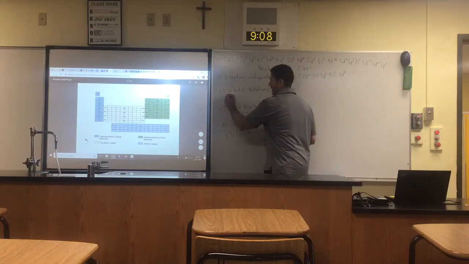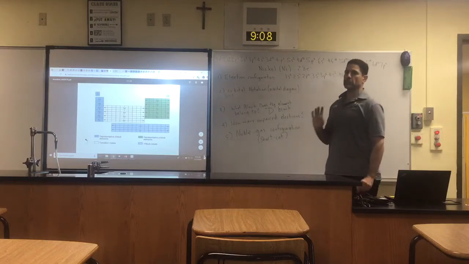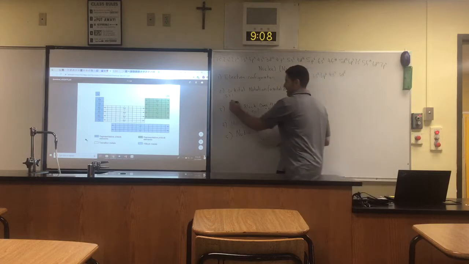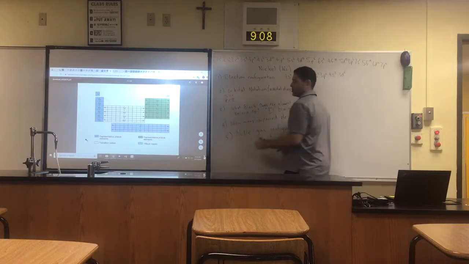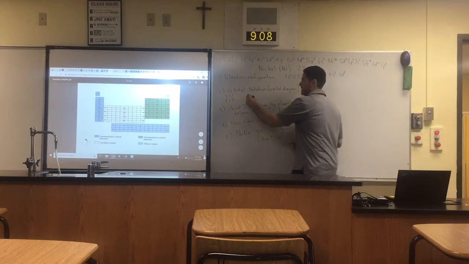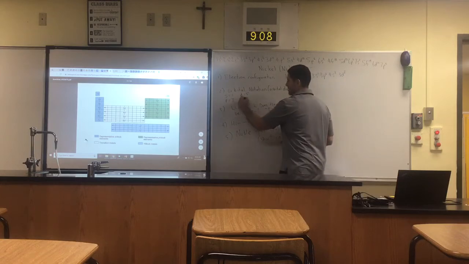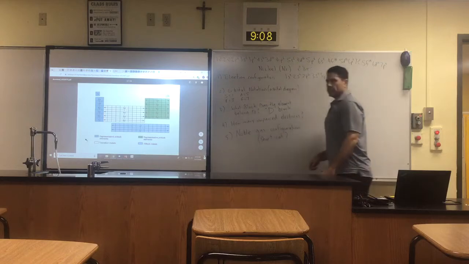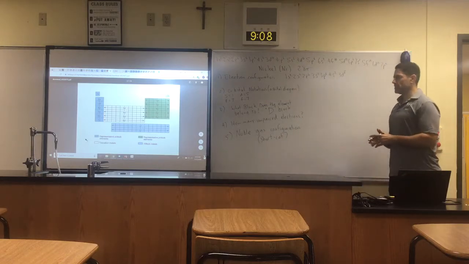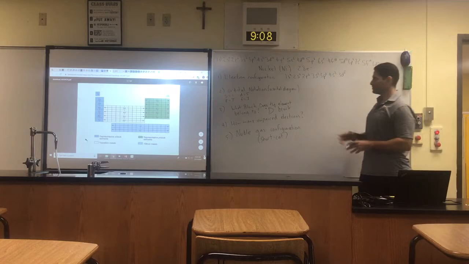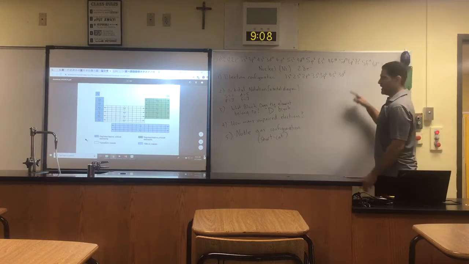An s orbital has only one orientation, so every time there's an s, we'll draw one box. The p has 3 orientations, so you'll draw 3 boxes. The d has 5 orientations, so you'll draw 5. And the f has 7 orientations. So let me show you what I mean by this. So you're going to draw 7 boxes for that. Use this as a template.